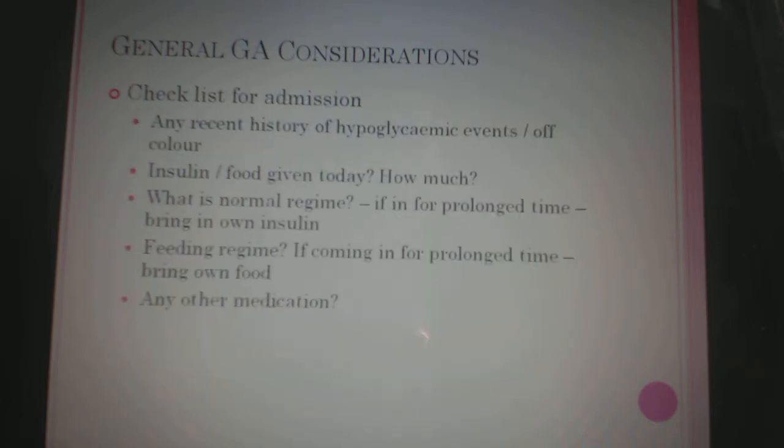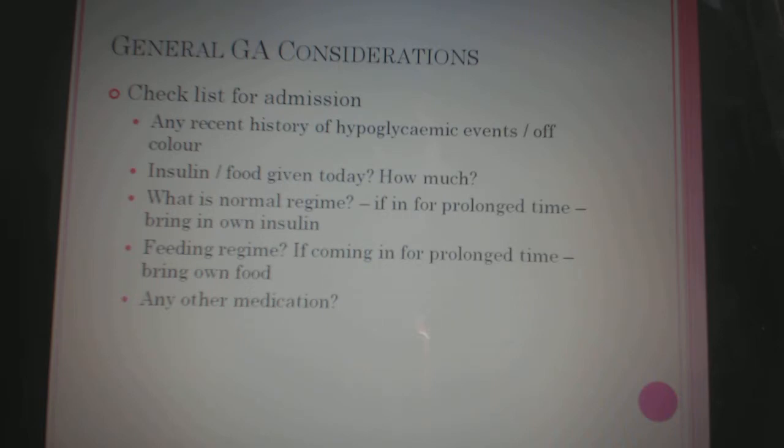When we admit a diabetic for anaesthesia, it is a good idea to have a checklist so that we know exactly what's been done. Even though we might have given them relatively detailed instructions, it is a good idea to be able to make sure that they have understood and followed them.